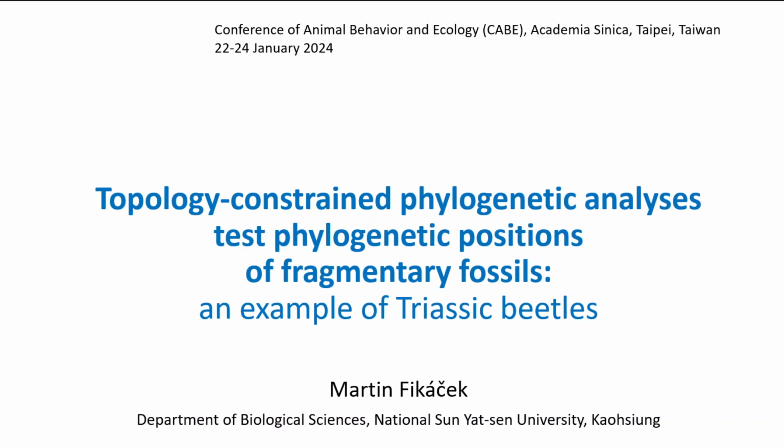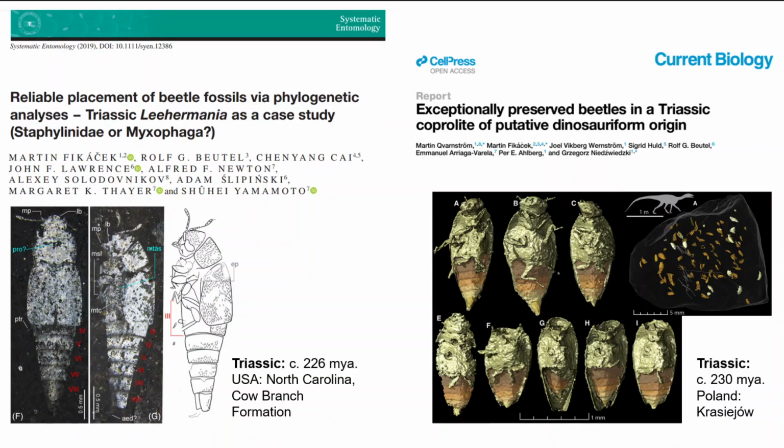I will remove my face. So the presentation is about the topology-constrained phylogenetic analysis. And we were trying to do it on two Triassic fossils, these two beetles. Both studies are already published. One is in Systematic Entomology 2019. One is in Current Biology 2021. The Current Biology was quite popularized or visible in the public because it is a beetle in the dinosaur coprolite.